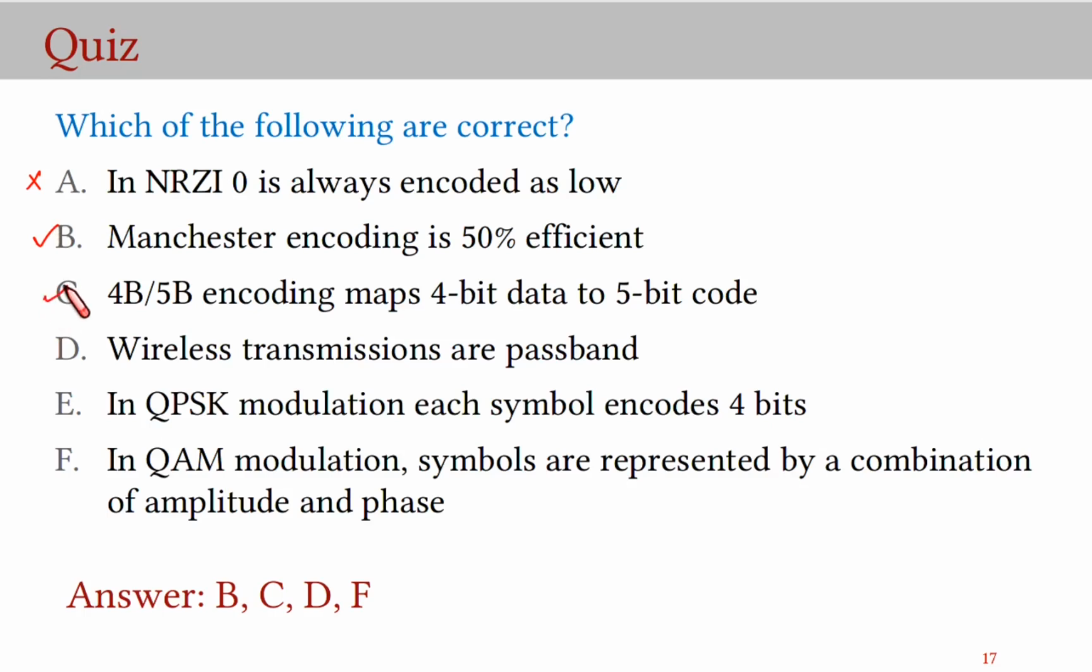C is also correct. In 4B 5B encoding, we map 4-bit data to 5-bit code. D is also correct. In wireless transmissions, we have to use allocated spectrum, so these transmissions are passband. E is wrong. In QPSK, we have 4 symbols, so therefore each symbol can encode 2 bits and not 4 bits. F is also correct. In QAM modulation, these symbols are represented by variations of amplitude and phase both. That's all for this video. See you next time.